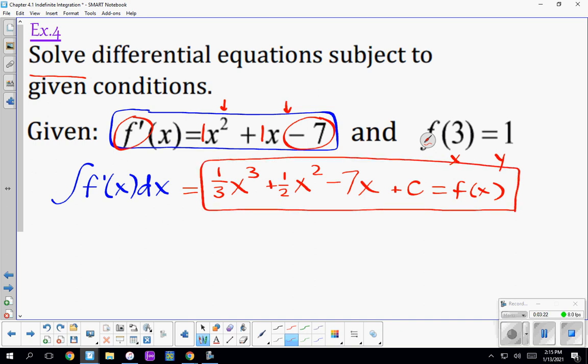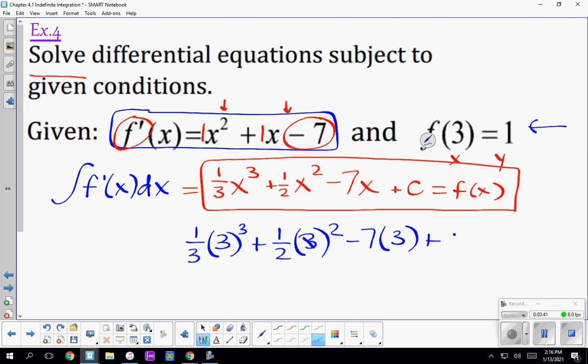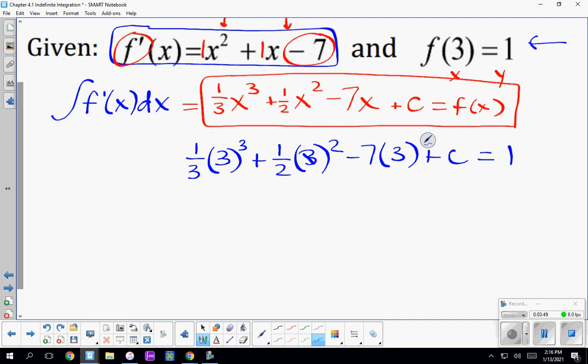In order to find that particular solution, I'm just going to plug this ordered pair in. So my x value is 3, so I'm going to have 1/3 times 3 cubed. Here I'm going to have 1 over 2 times 3 squared, minus 7 times 3 plus c equals my y value of 1. And I know these numbers are confusing, I'm so sorry. But here we're going to get 27 over 3. Here we're going to get 9 over 2 minus 21. And if we simplify, we really get 9.